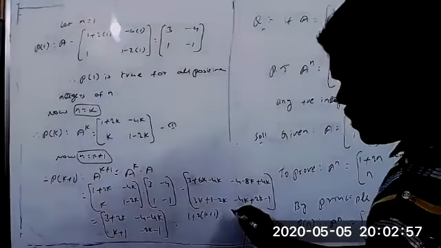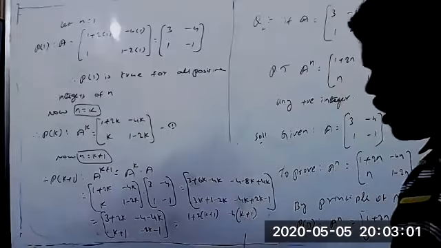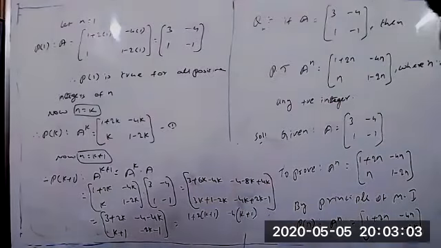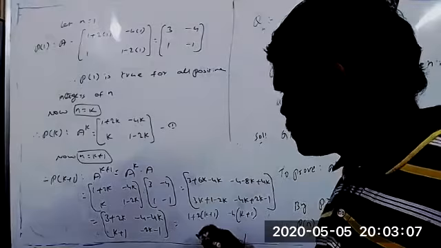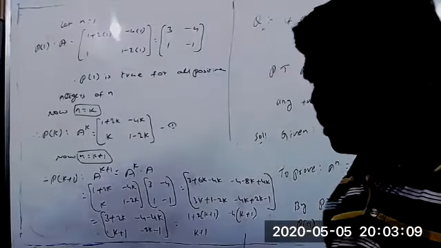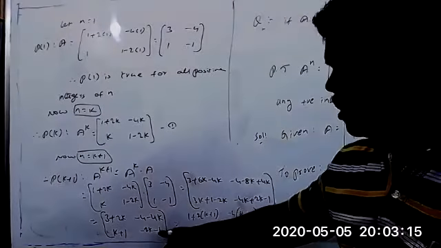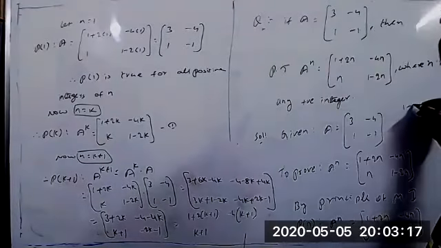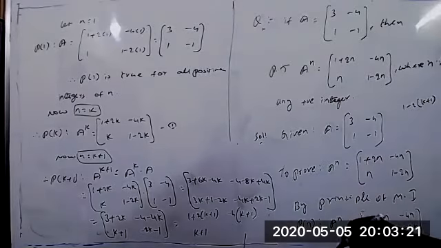And from these two terms, if we take minus 4 common, the remaining is k plus 1. The third term, k plus 1, is already there. Now, what value is required here? 1 minus 2 into (k plus 1) is required.